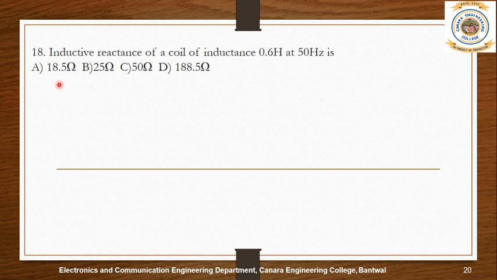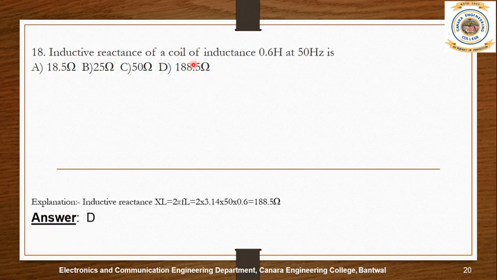Inductive reactance of a coil of inductance 0.6 Henry at 50 Hz is. So what is the inductive reactance of a coil? It is equal to 2 pi FL. So 2 into pi into F, where F is given as 50 Hz, and L is given as 0.6 Henry. So 188.5. That is option D, the right answer.